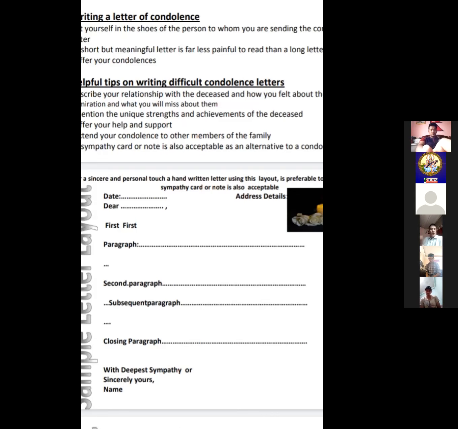First paragraph is all about the scenario. Second paragraph is all about descriptions of the dead body, the dead one. And the third paragraph is all about the additional qualities of the dead person. And then the closing paragraph is what you can do yourself for the families. At least a few words of sympathy.